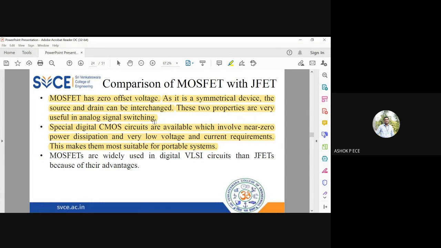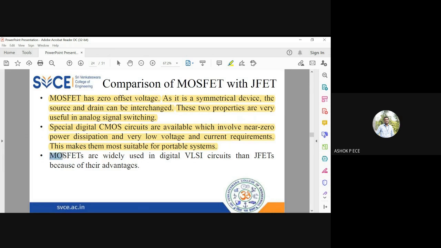Complementary means if I'm using one N channel, I'll be using one P channel. N and P are complementary. In all CMOS circuits, you will see a pair of MOSFETs being used. One is N channel, another one is P channel. When you combine these two things, you call that CMOS, complementary metal oxide semiconductor field effect transistor. And these CMOS circuits are very popular nowadays because they have almost zero power dissipation. The operating range for voltage and current is also very, very small. So this makes them very advantageous for many real-time applications.